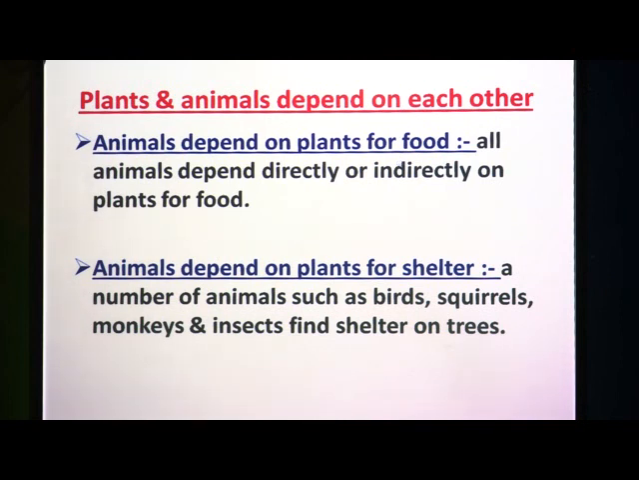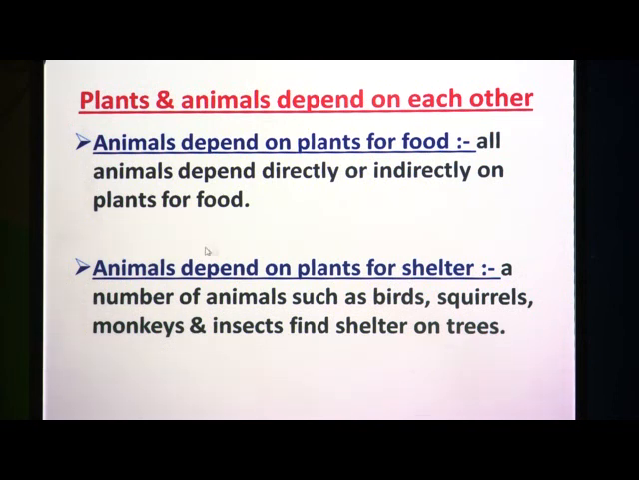Students, plants and animals are different from each other, as we know that all the living processes in plants and animals are different. Body structure, body parts, and other characteristics are different in plants and animals, but they also need each other. Neither plants nor animals can survive without the other. That means plants and animals depend on each other.